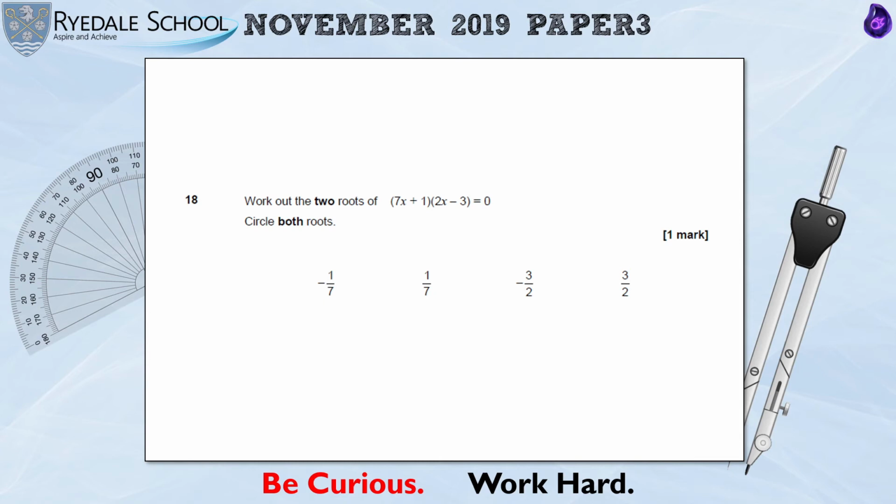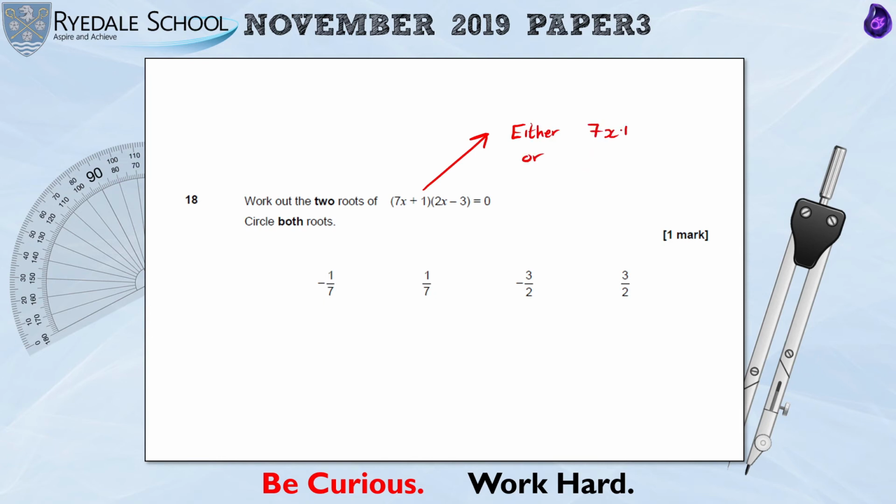Question 18, it says work out the 2 roots of this quadratic equation. It has already been factorized for you. It says circle both roots. So if you only circled one answer, you would get this wrong. Okay? So this is just doing the either or business. A lot of you would be able to do this in your head.